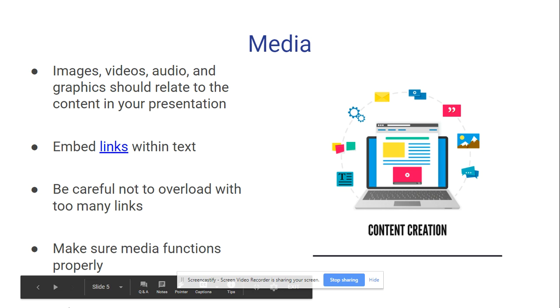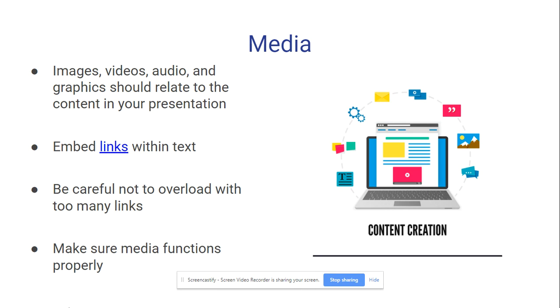The last thing that we want to think about when we are talking about our visualization of presentations is the media that is included in the presentation. All of your images, videos, audio, and graphics should relate to the content in your presentation. If you are embedding links within the text, you want to make sure that your links are working properly and that they are embedded with the text where your audience would need to find them to access that information. If they are off to the side, your audience may miss them and may miss some important information.